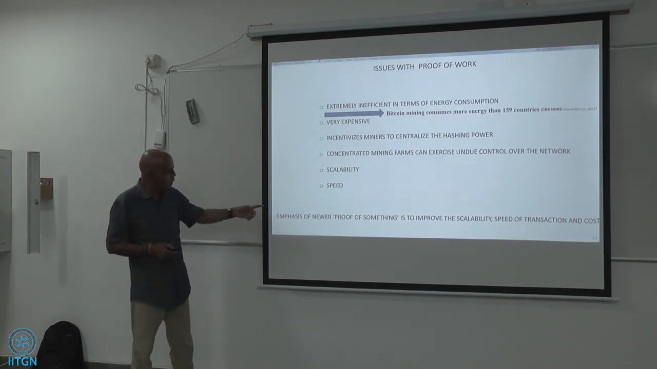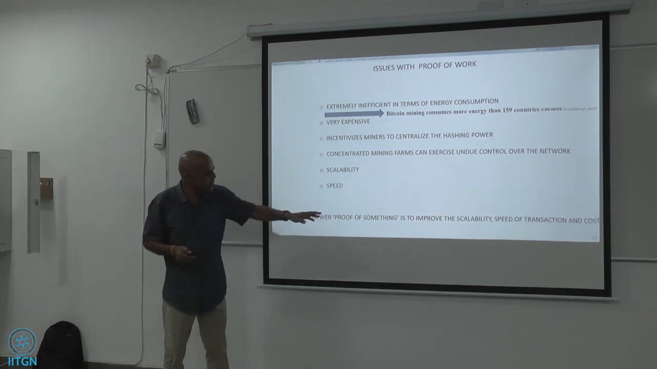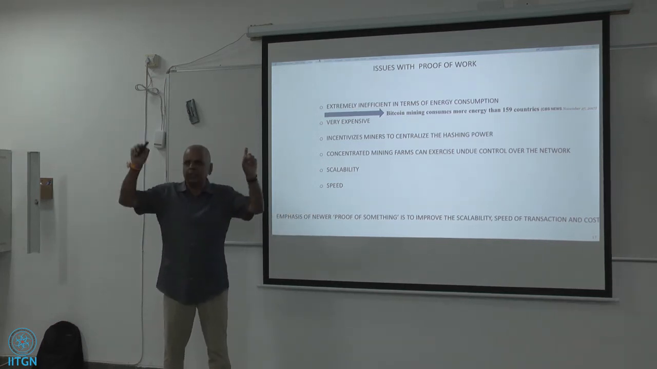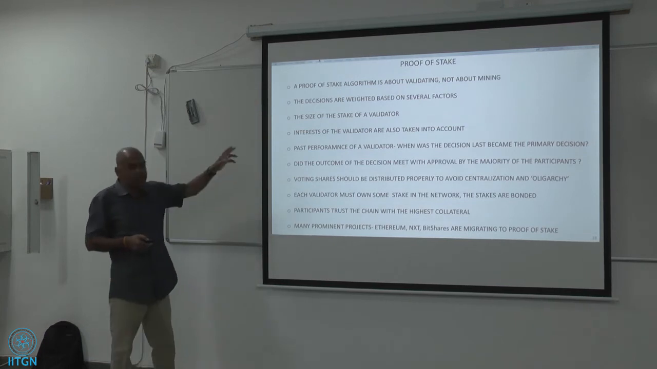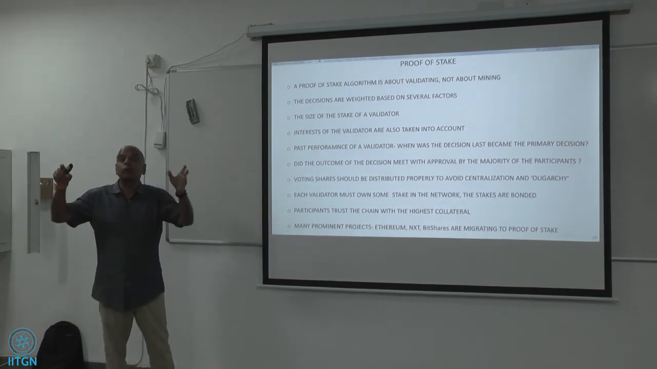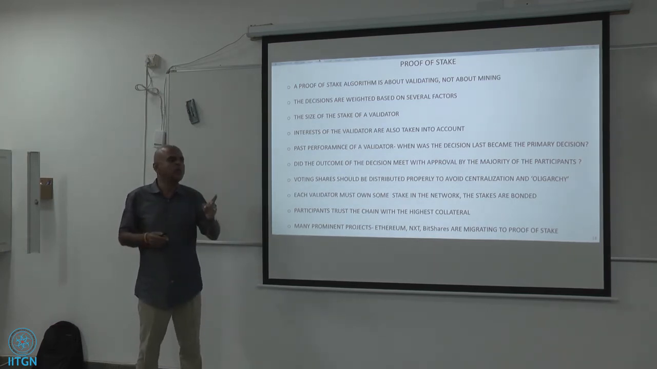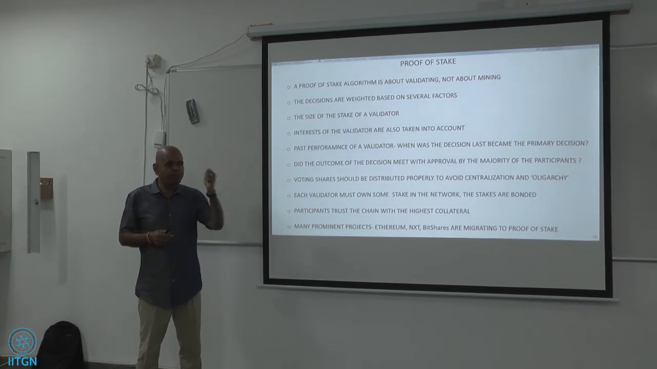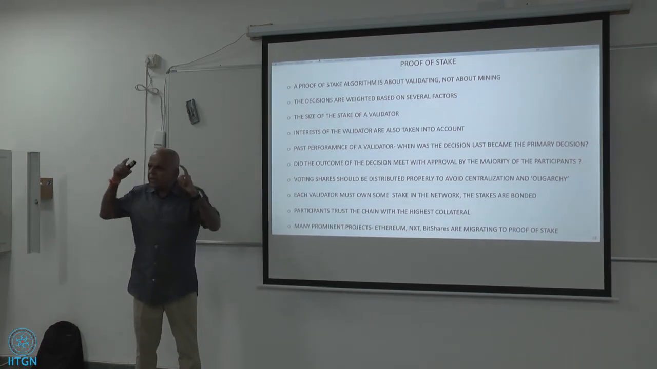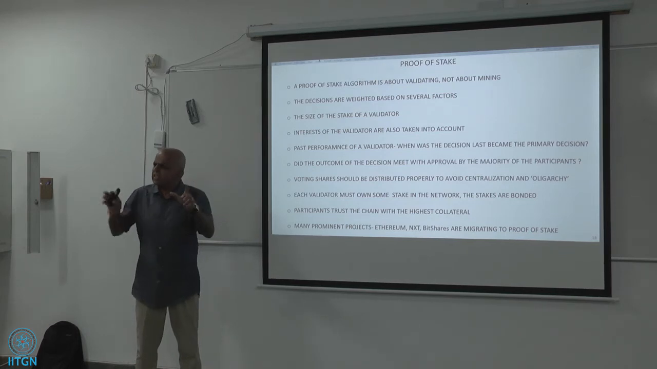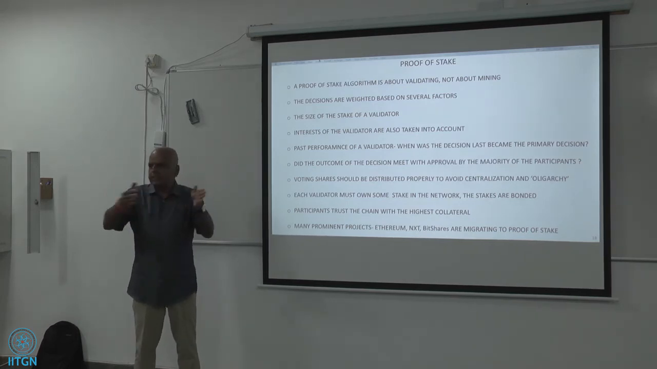So the emphasis of the newer proofs of something is to improve the scalability and speed of transactions and costs. There are many newer proofs of something required. I'll give you some examples of what those new things are. Proof of stake is not the same as proof of work. Proof of work was the first one. It was easy in a way that you tell me that you did the job, you did the work. If I'm convinced, matter closed, you get the reward. So it is simpler from that perspective, but it takes time.